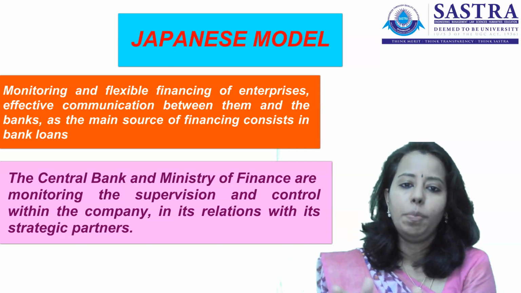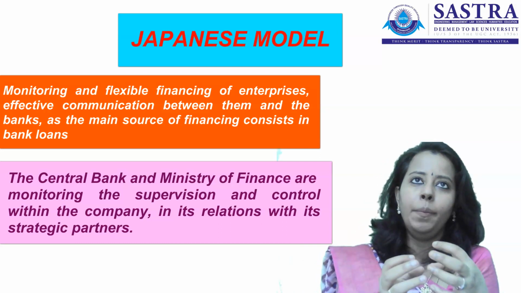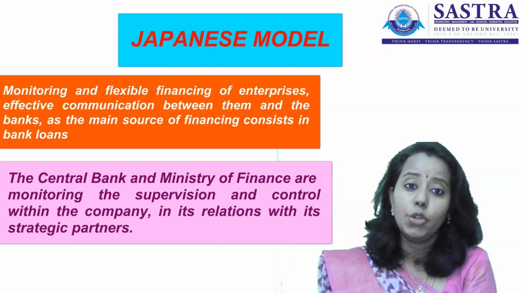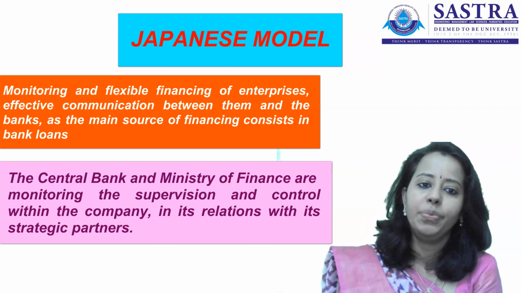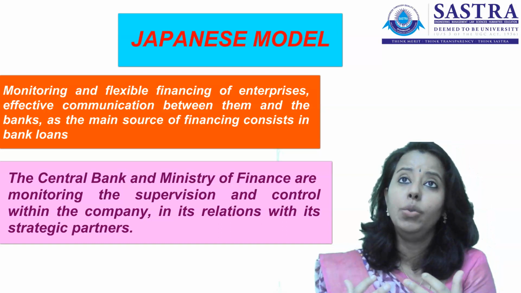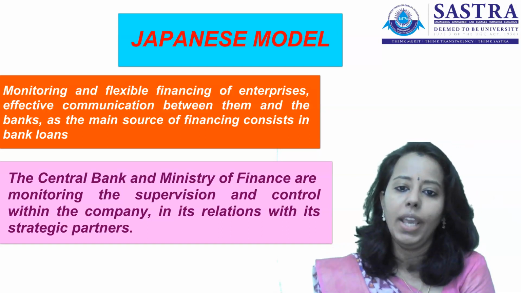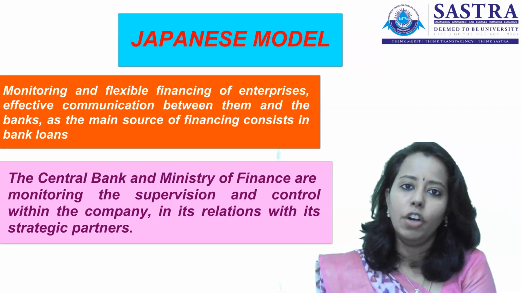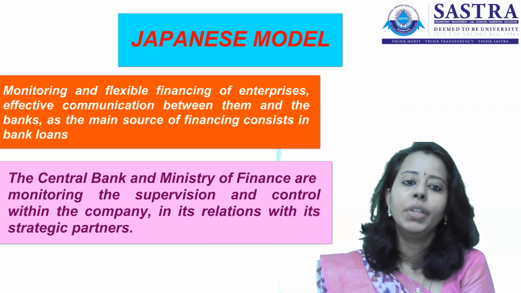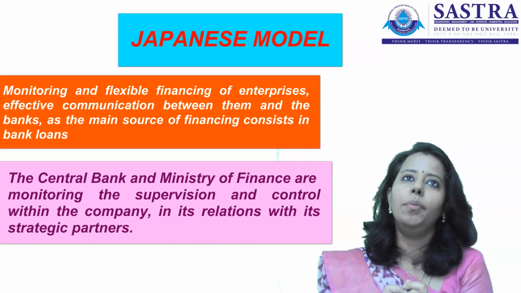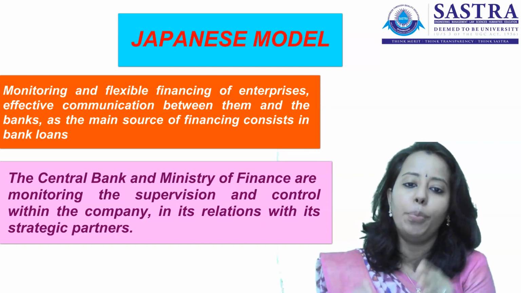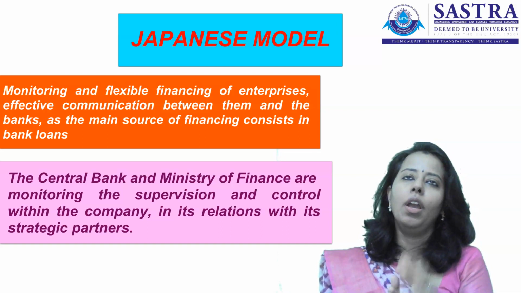So here the corporate governance structure is easily achieved in Japan due to the concentrated shareholder structure. Japan still has to go a long way to improve its standards of governance. A significant gap is still there, and they have to work on corporate transparency as well.